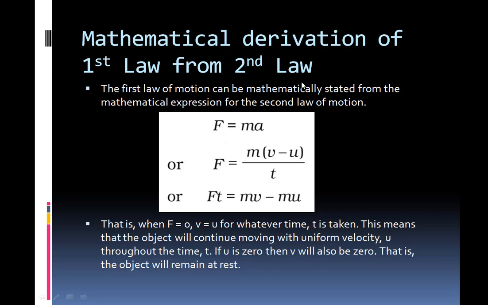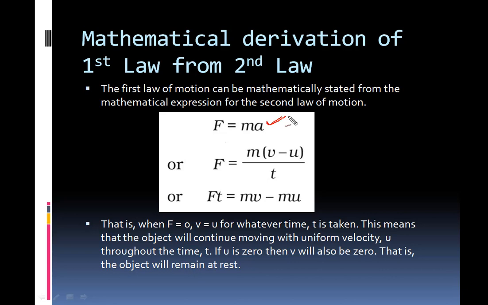We have the second law, that is F equal to ma, force equal to mass into acceleration. From this law we will derive the first law, that is the law of inertia. Okay, so let us start. The first law of motion can be mathematically stated from the mathematical expression for the second law of motion. So there is a mathematical relation between the first law and the second law. If the second law of motion is given to you, then mathematically you can find out the first law of motion.